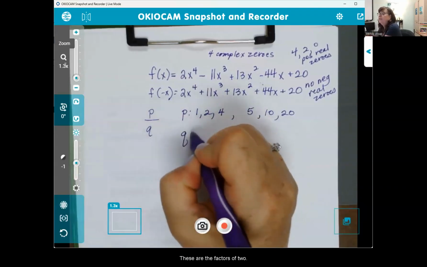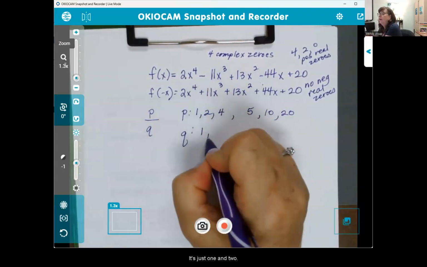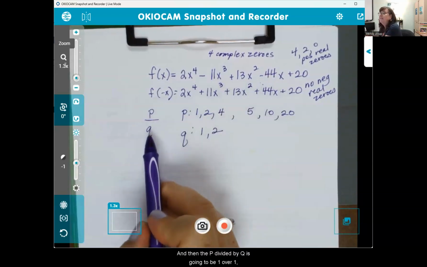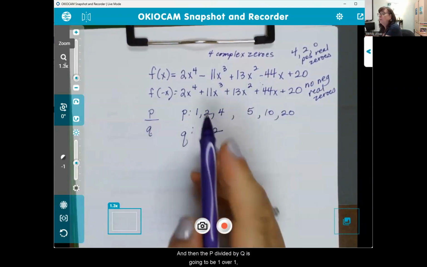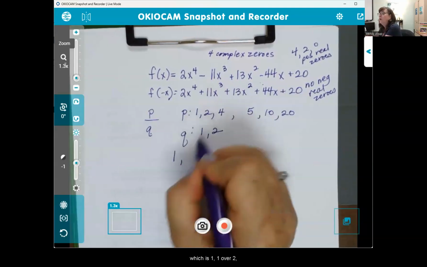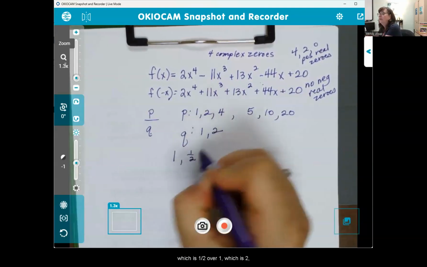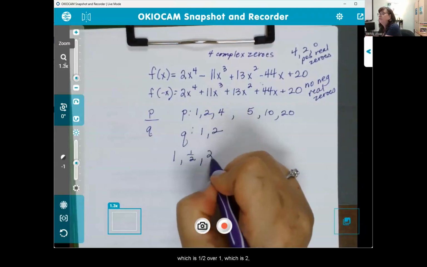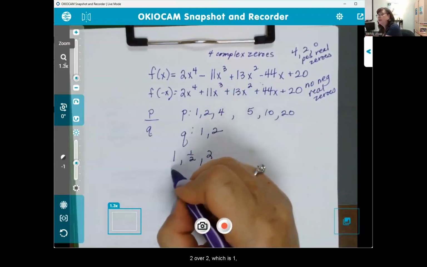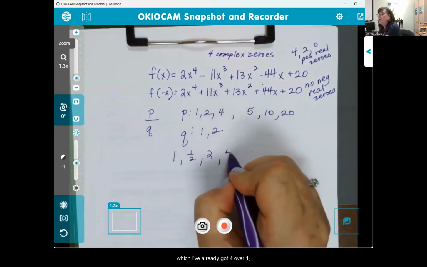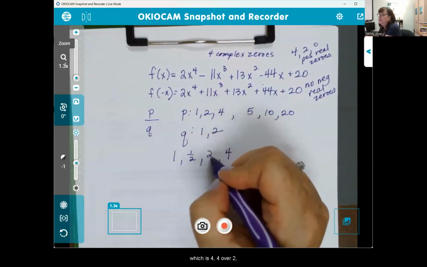For q's, these are the factors of 2. It's just 1 and 2. And then the p divided by q is going to be 1 over 1, which is 1. 1 over 2, which is 1/2. 2 over 1, which is 2. 2 over 2, which is 1, which I've already got. 4 over 1, which is 4. 4 over 2, which is 2.